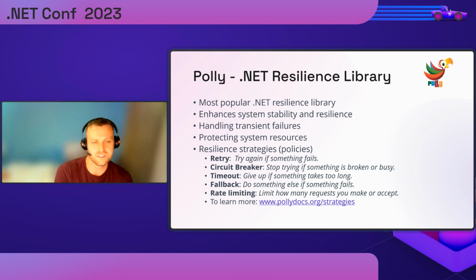It's impossible not to mention Polly, the .NET resilience library, when talking about resilience, because it is the most popular .NET resilience library, and it allows us to enhance system stability and resilience. It also handles transient failures, and it can help protect our system resources. Polly offers a variety of resilience strategies or policies, for example, retry, circuit breaker, timeout, fallback, rate limiting, and more. I will be talking about these in the demo, but if you want to learn more, you can visit the Polly docs site where we explain all of these resilience strategies in detail.